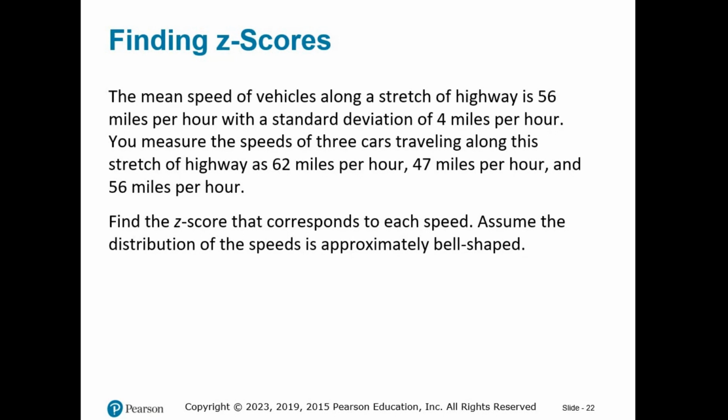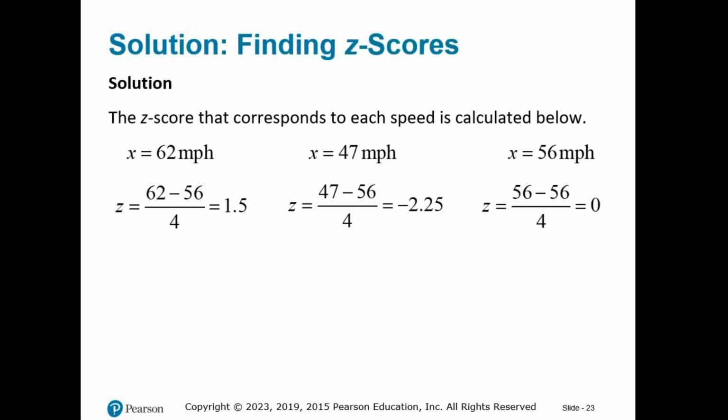Before we go, we really should make the following notes to ourselves. The mean is 56 miles per hour. The standard deviation is 4 miles per hour. And we can use the standard score formula because it's assumed that this data set has a bell-shaped distribution. The z-score that corresponds to each speed is calculated here. For the first speed, 62 miles per hour, we subtract 62 minus the mean of 56 and divide by the standard deviation of 4 miles per hour. We get 1.5.